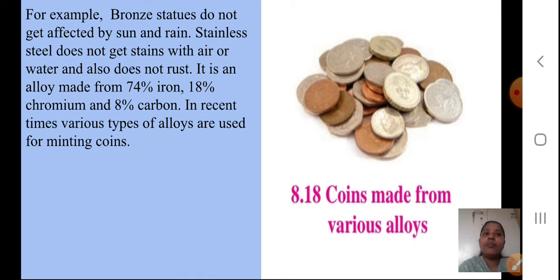So again we'll repeat: bronze statues do not get affected by the sun and rain, so we can use bronze as an alloy. Stainless steel does not get stains with air or water and also does not rust. It is an alloy made from 74% iron, 18% chromium and 8% carbon. In recent times various types of alloys are used for minting the coins. You can see in the picture coins made from various alloys, so we can use different alloys for making the coins. I hope this part is also clear to you.